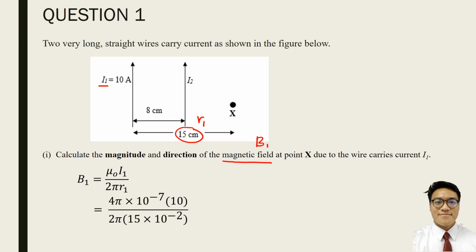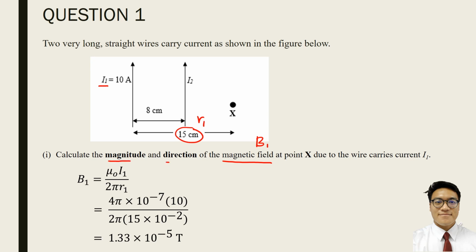So mu naught is 4 pi times 10 to the power of negative 7 multiplied by the magnitude of I1, which is 10 ampere, divided by 2 pi multiplied by R1. Remember, the R1 given is in centimeter. We must convert it into meter. And then we get the final answer, which is 1.33 times 10 to the power of negative 5 Tesla. Don't forget the unit, because if you lose the unit, then you are losing marks. So that is only the magnitude.